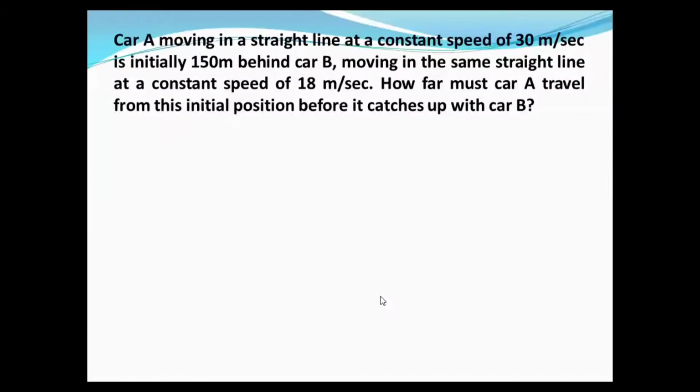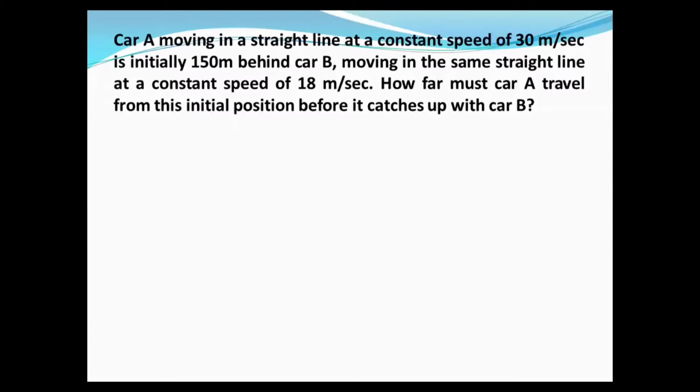A car A moving in a straight line at a constant speed of 30 meter per second is initially 150 meter behind car B, moving in the same straight line at a constant speed of 18 meter per second. How far must car A travel from this initial position before it catches up with car B? So there are two vehicles, A and B. They are one after the other.